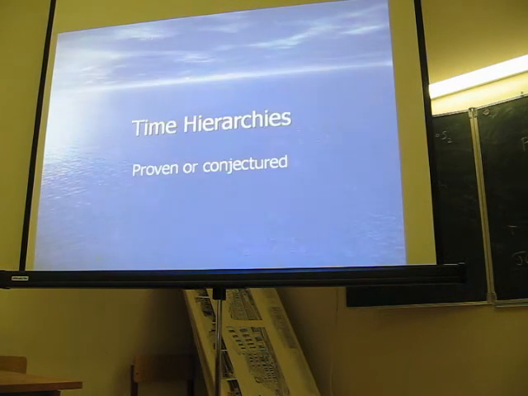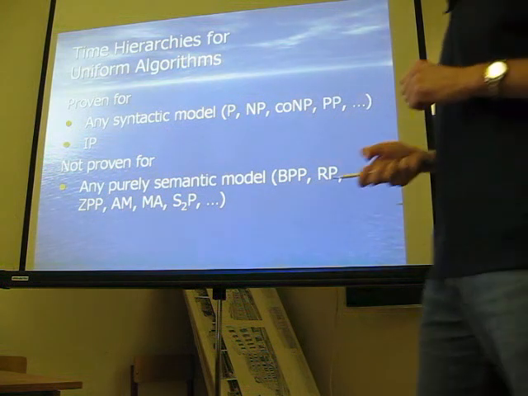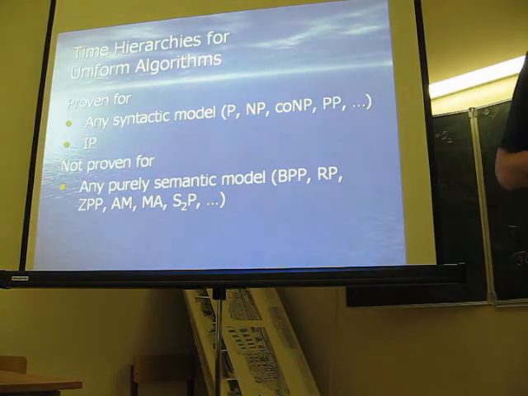And just to finish my talk, I would like to mention what is known and what is unknown about time hierarchies up to this point. Just to summarize what we know about time hierarchies for uniform algorithms: we know that they exist for any so-called syntactic model of computation. There are syntactic models and semantic models of computation. Roughly speaking, semantic models are those where we have to care about whether the machine is good or bad. In syntactic models, we don't have to care.